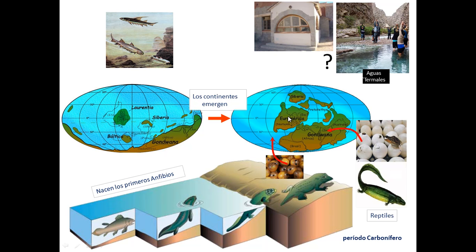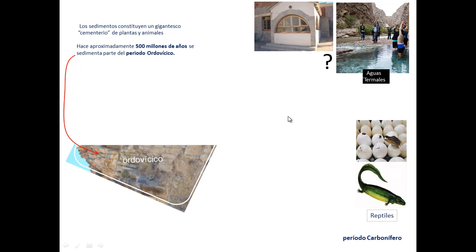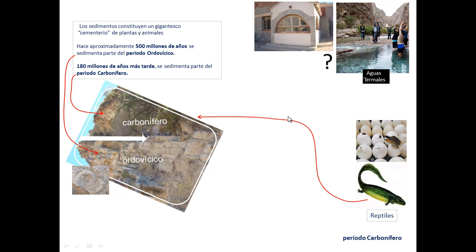So what does this have to do with the thermal water and the abandoned hostel? Well, this is a relationship. The sediment constitutes a gigantic cemetery of plants and animals. Approximately 500 million years ago, part of the Ordovician period was sedimented, with this kind of fossils. And then 180 million years later, part of the Carboniferous period was sedimented. So that is where the reptiles were living.